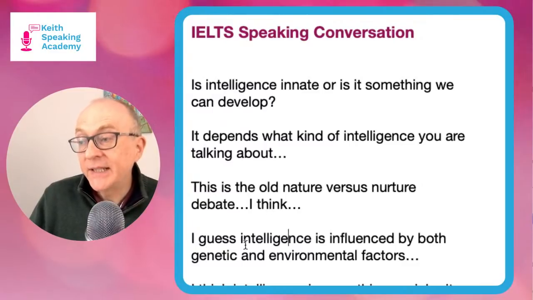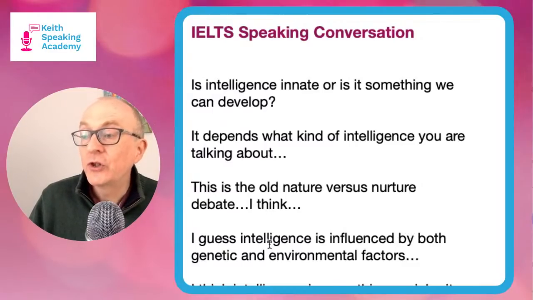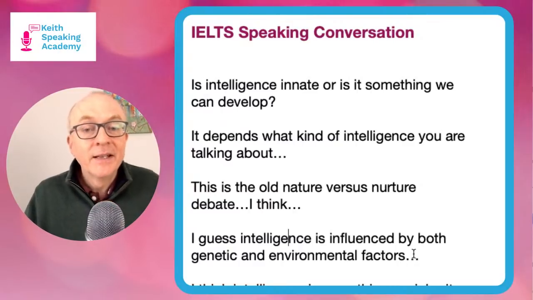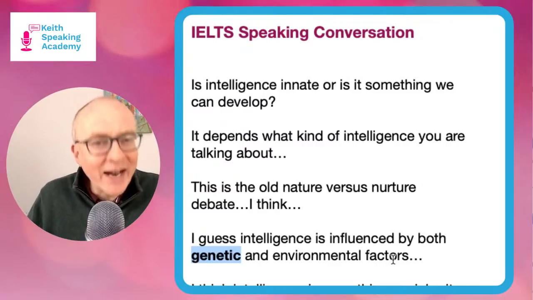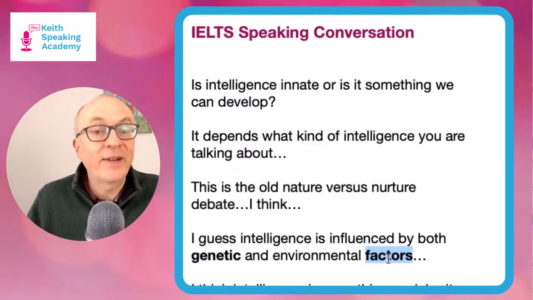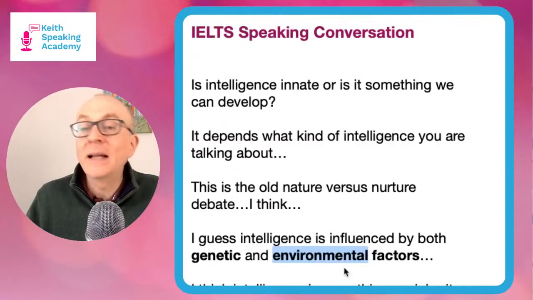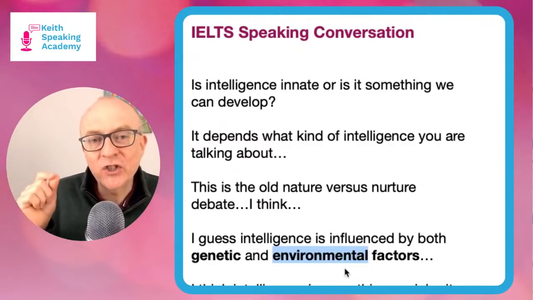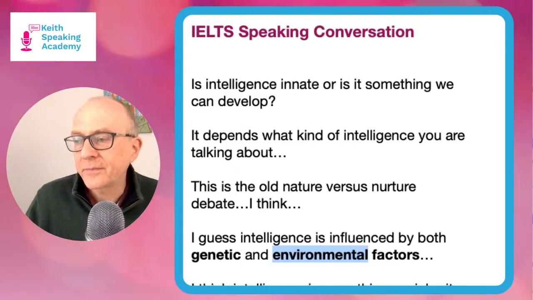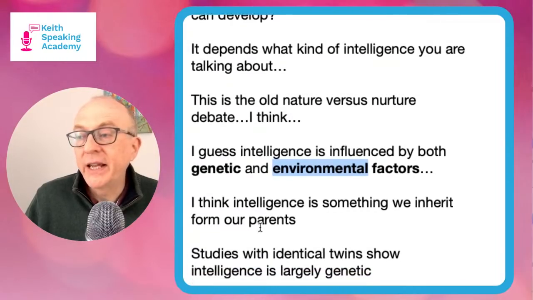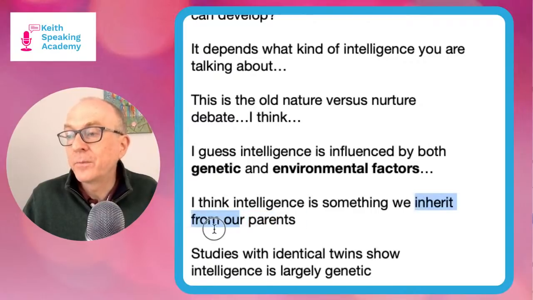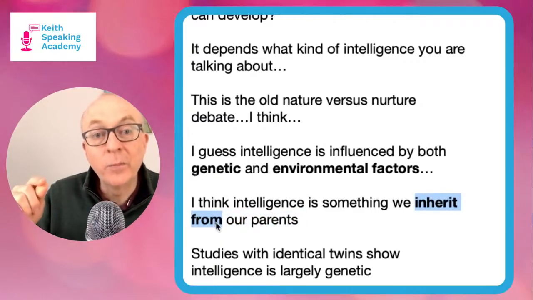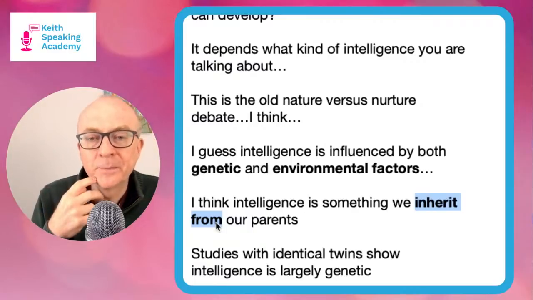You could say, I guess intelligence is influenced by both genetic and environmental factors. Notice the importance here of collocation, right? The correct collocation: genetic factors, environmental factors. Practice these chunks, right? These collocations. You could say, I think intelligence is something we inherit from. So, whoops, not form, from. Inherit from. So to inherit from your parents is to get from your parents. Interesting.